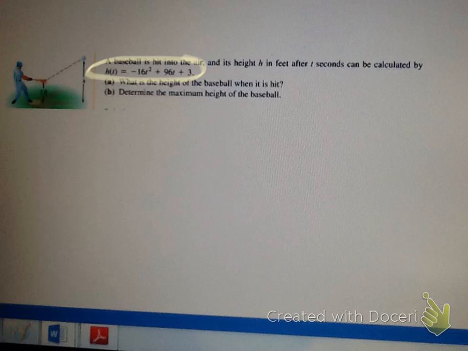Well, obviously you can see from the picture that it was 3 feet, but a lot of times they won't give you the picture, and they'll say, what is the height of the baseball when it's hit? Well, when it's hit, how many seconds is that? That's 0 seconds. Well, if t represents seconds, then you should be able to figure it out without the picture.